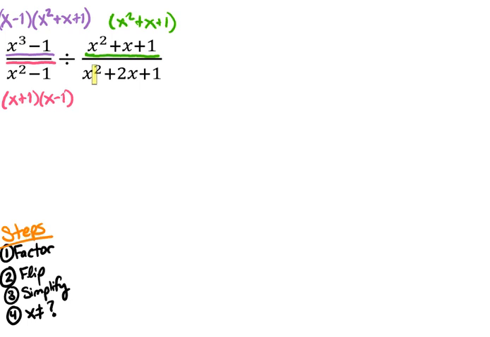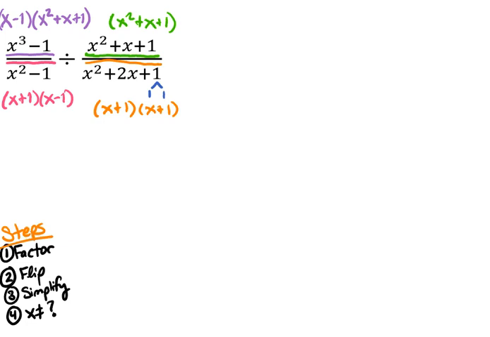Leaving us with our final denominator to factor, x squared plus 2x plus 1, which is a trinomial with a leading coefficient of 1. So we're looking for what two numbers will multiply to 1 and add to 2. And in this case, we get 1 and 1, which gives us factors of x plus 1 and x plus 1.